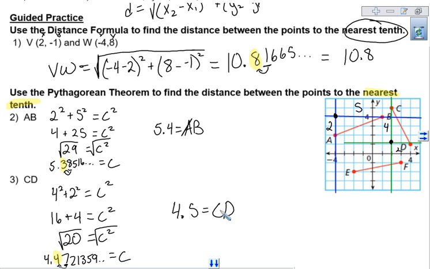Please make sure that when you're working today, and if you're using a graphing calculator, that that square root symbol goes across all of your work in your calculator.